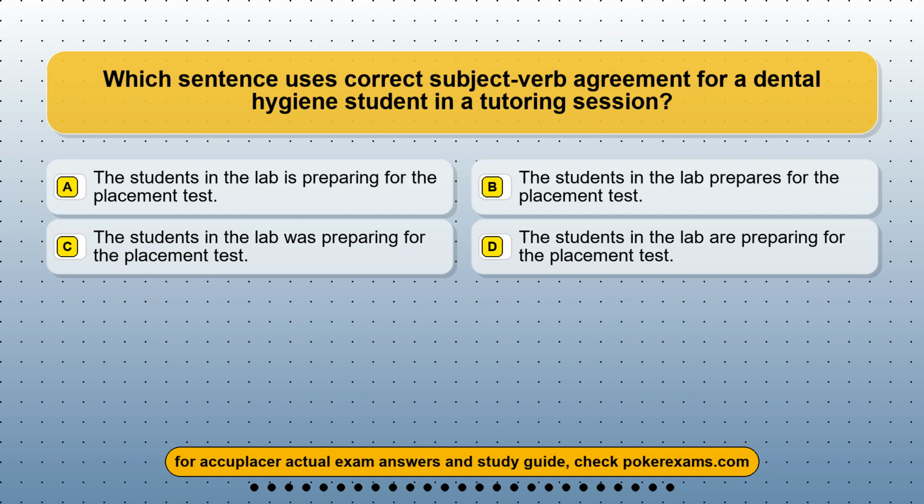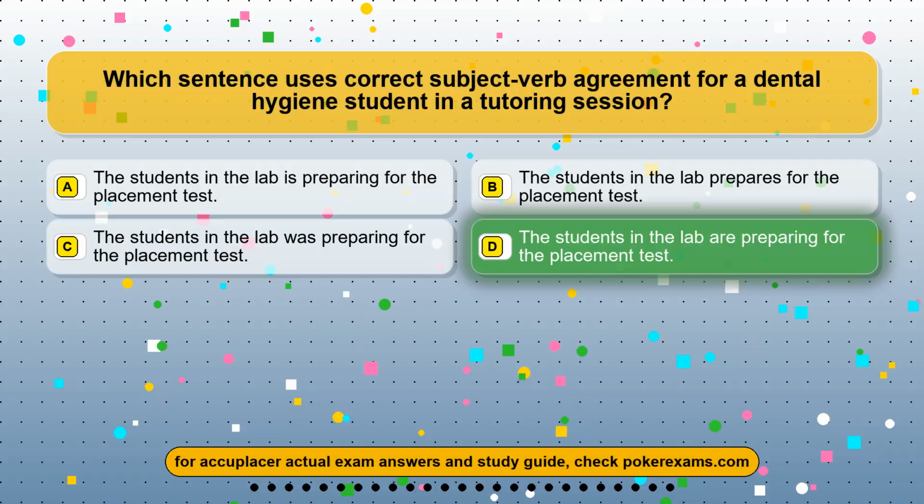Question 9. Which sentence uses correct subject-verb agreement for a dental hygiene student in a tutoring session? Option A. The students in the lab is preparing for the placement test. Option B. The students in the lab prepares for the placement test. Option C. The students in the lab was preparing for the placement test. Option D. The students in the lab are preparing for the placement test.